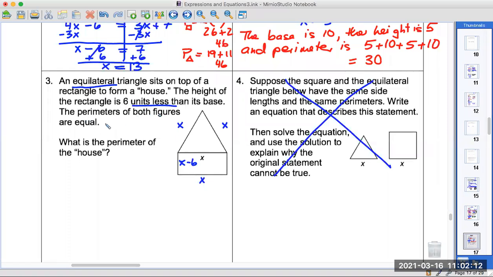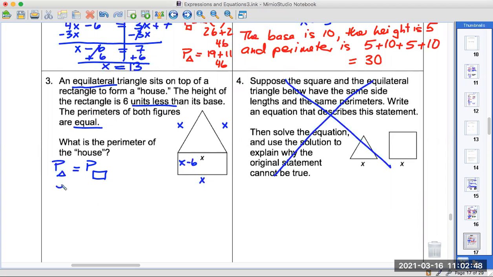The perimeter of both figures is equal. That's our equation. Remember, something is equal. The perimeter of the triangle. I'm going to show it to you in symbols. The perimeter of the triangle is equal to the perimeter of the rectangle. That makes sense to me because it says the perimeters of both figures are equal.